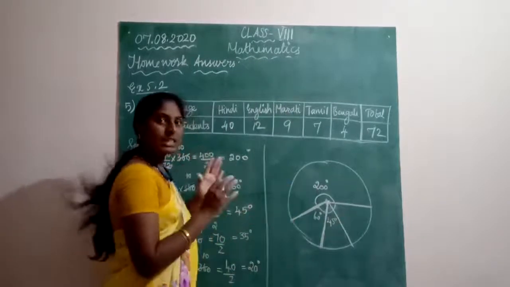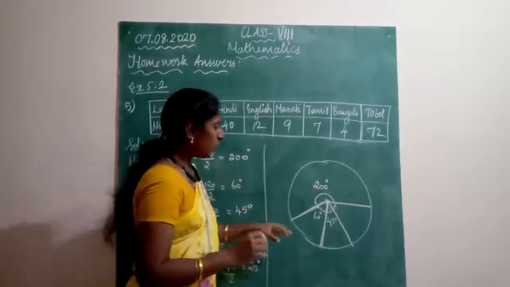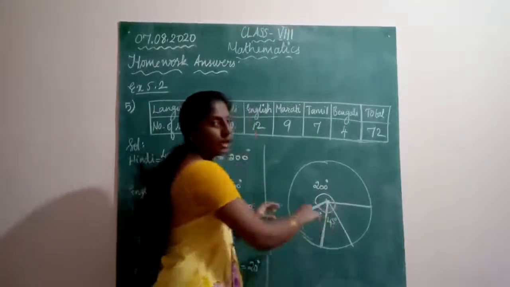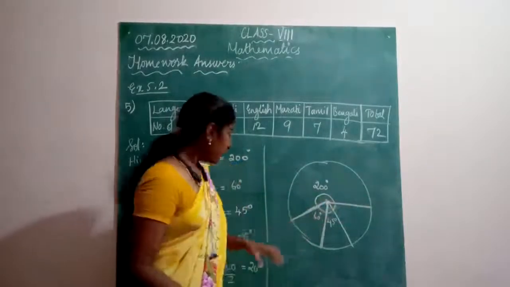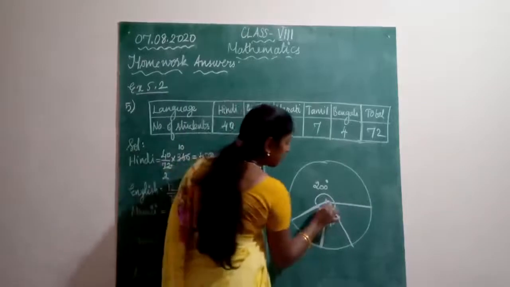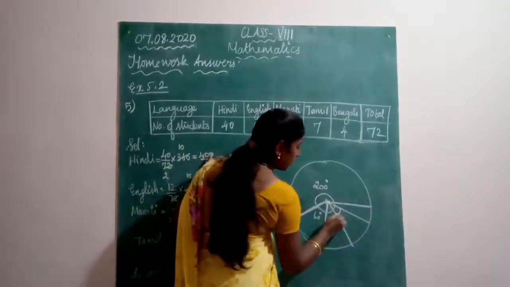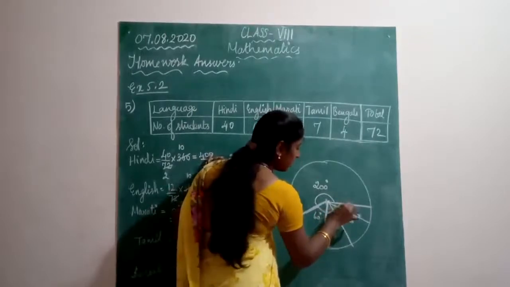Everything use protractor. Since I don't have protractor, I am not measuring anything, but when you draw you have to keep the protractor properly, and you have to measure and draw from each and every line segment. Okay, so then it is 35 and then 20. So 35 will be somewhere here and 20 will be somewhere here. Okay, so this is 35 and this is 20.